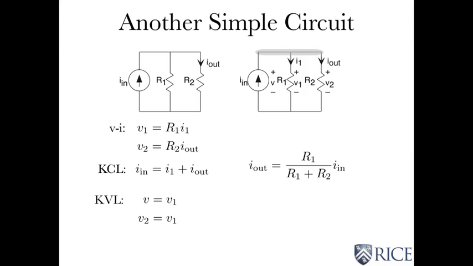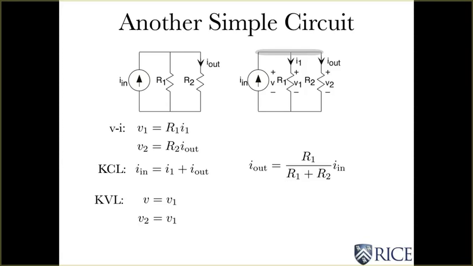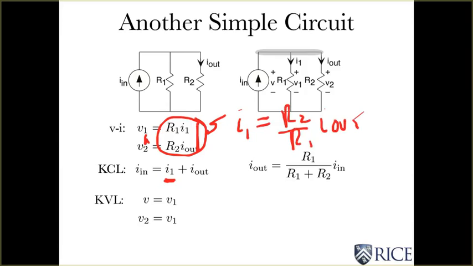And the way you do that is by looking at this set of equations here, the VI relations. Because these two voltages are equal, these two quantities are equal, and I can substitute for I1 in this equation by solving this set for I1. What I get is I1 is equal to R2 over R1 times I out. And if I substitute that in there and solve, I will get this result.